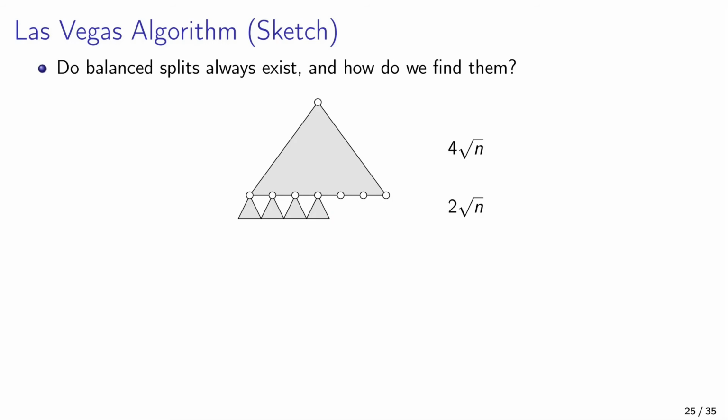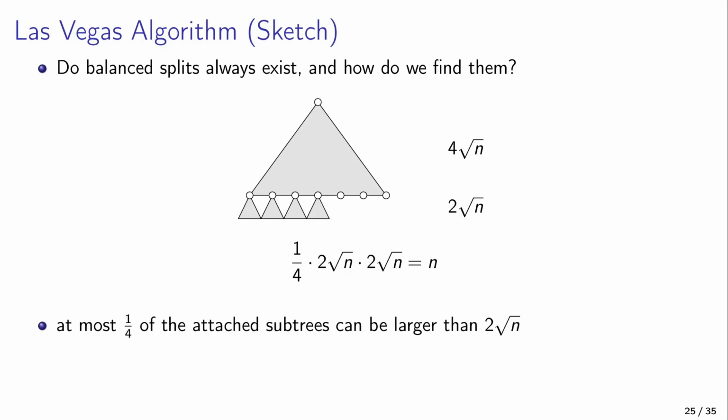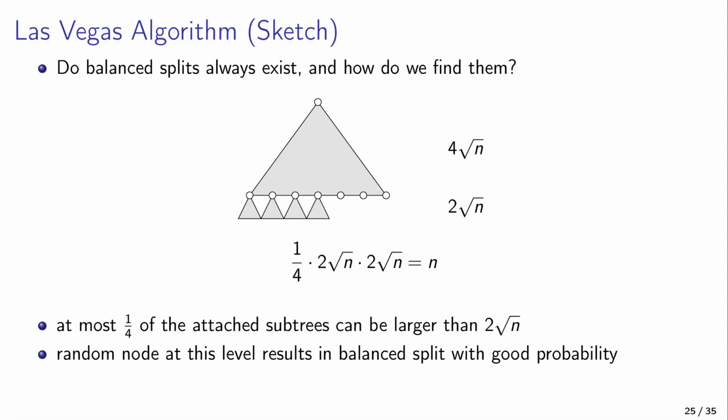Well, even if only a quarter of the nodes have such a large subtree attached to them, we have reached n, the size of the tree. So there cannot be more large subtrees attached. So if we were to pick a uniform random node at this level, chances are the subtree is small, and we have found a balanced split.